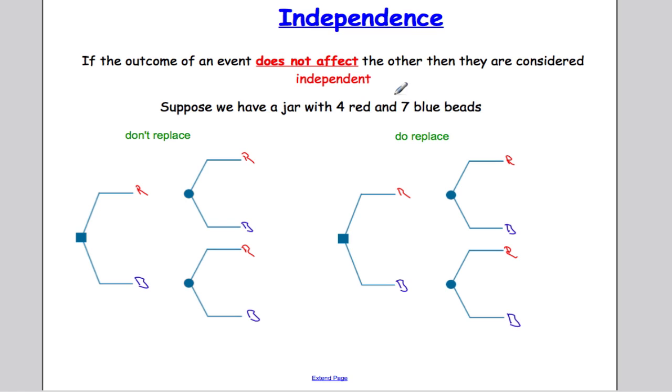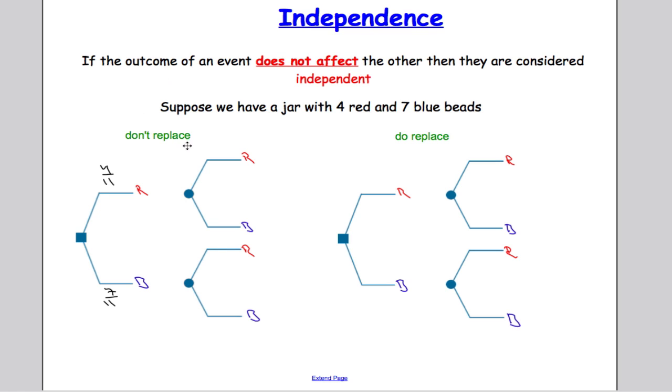Suppose we have a jar with 4 red and 7 blue beads, and we're going to take a bead out at random, and in this instance we're not going to replace it. So I'm going to fill in the tree diagram. If I choose a red, the probability is going to be 4 over 11. There's 4 reds and 11 beads in total, and with regards to the blue, there is a probability of 7 out of 11.